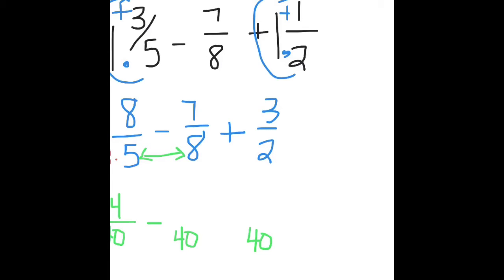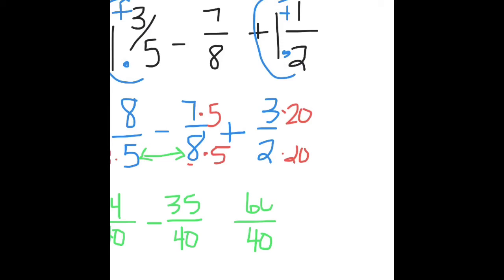Minus, I multiplied this denominator by 5 to make it equal 40. Whatever I multiply the bottom by, I have to do to the top. 7 times 5 is 35. I can also think about 2 times what equals 40. 2 times 20 equals 40. So I can multiply the top by 20, and I get the fraction 60/40.